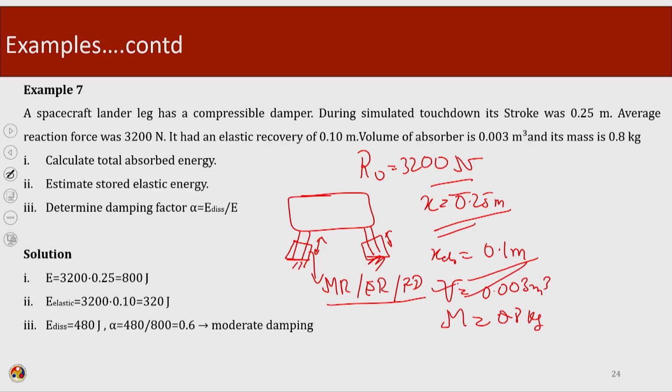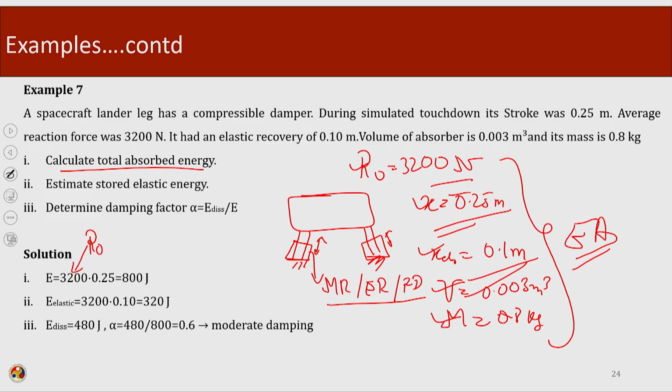So this V, this M, x elastic, x recovery, R naught, these are all the signature of the energy absorber. So we are talking about the energy absorber. Calculate the total absorbed energy. The absorbed energy is simple, we just give it as a product of the average reaction force times the total stroke. So the total stroke is 0.25 meters times the R naught, it becomes 800 joules.